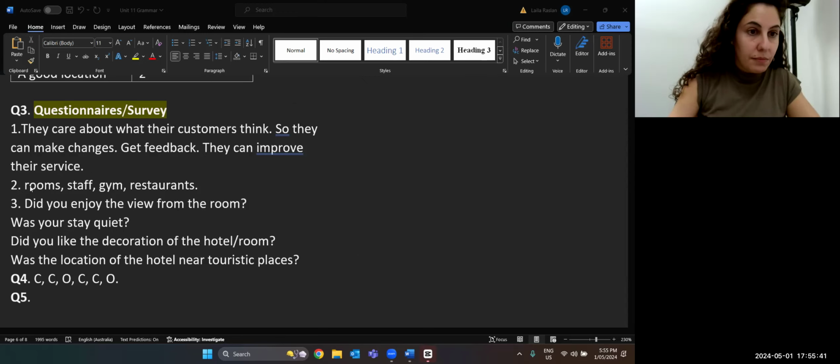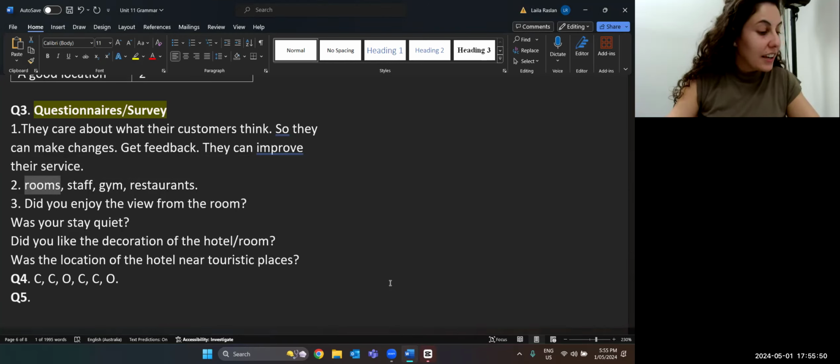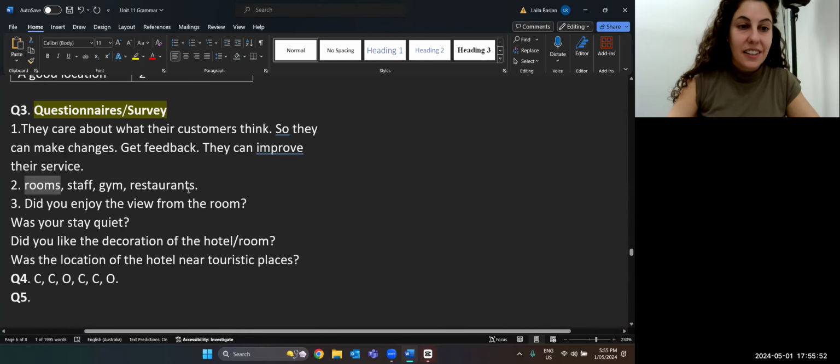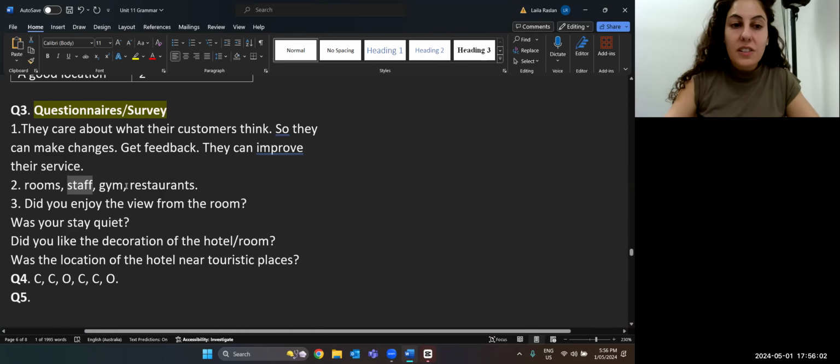How was your room? So it asks about the rooms. Was it comfortable? Was it not very comfortable? How friendly and helpful were the staff? So it's asking about the staff, the people that work at the hotel. How did you use the fitness gym? So it wants to know if you use the fitness gym, because not everybody uses the gym.